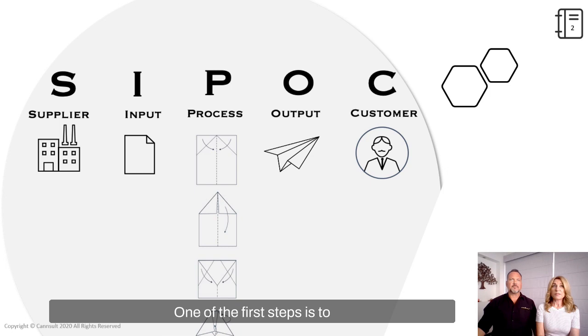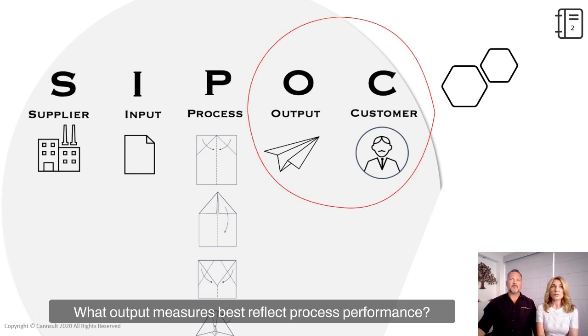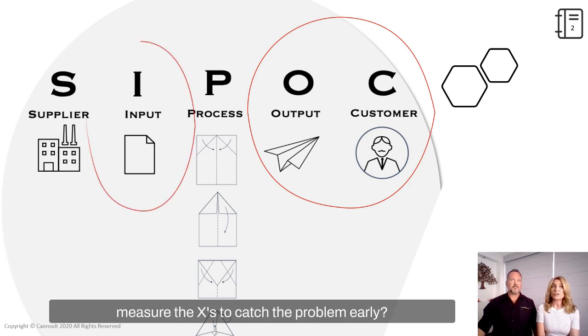One of the first steps is to select the ongoing measures for the process. Here's where we'll introduce the concept of leading and lagging indicators. We can use our SIPOC to identify the KPIs for our ongoing measures. What output measures best reflect process performance? It might be different than the baseline measure. Where in the input or process should we measure the X's to catch the problems early? Which input or process measures are key to a smooth operation?